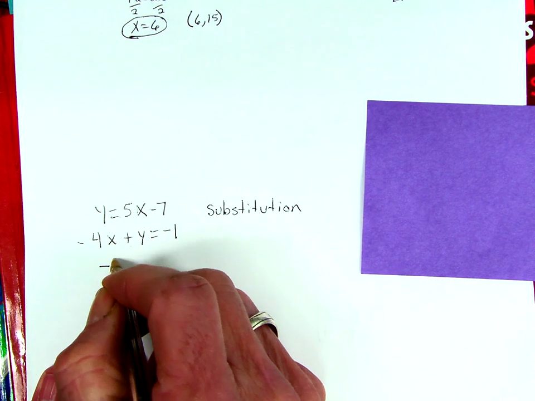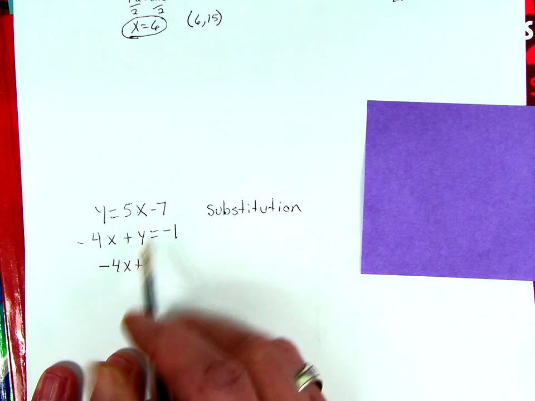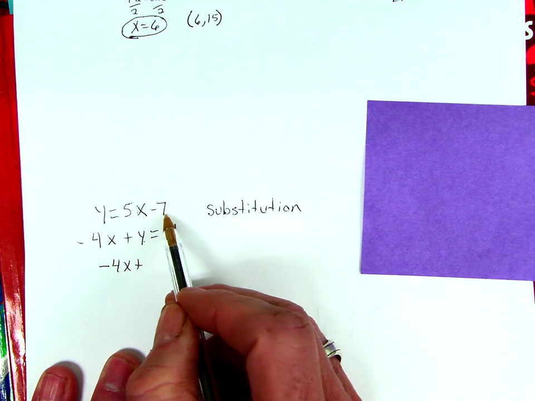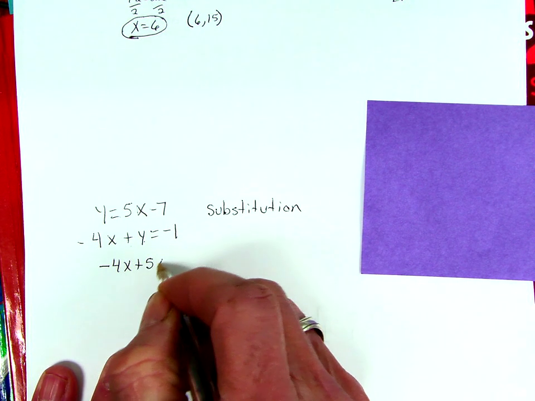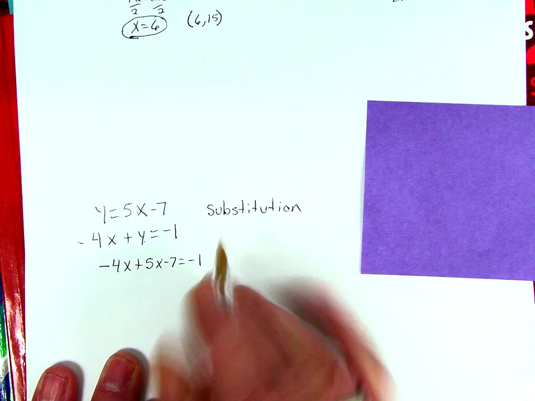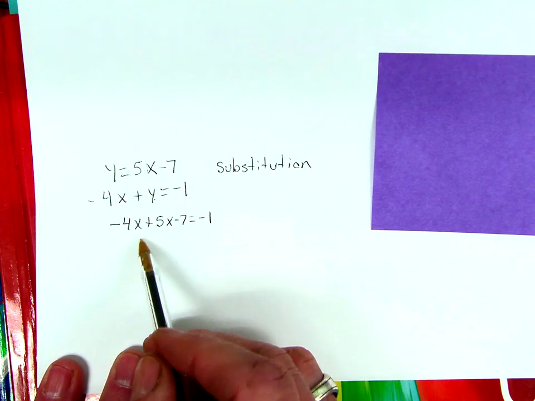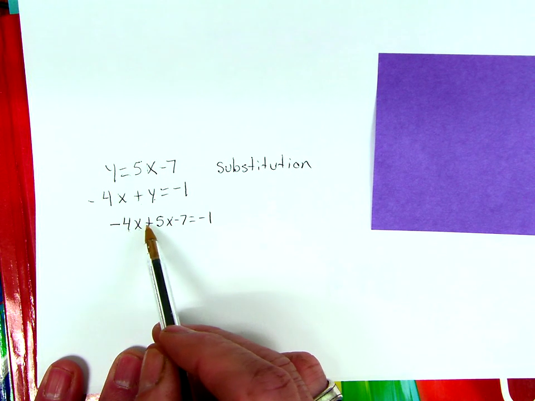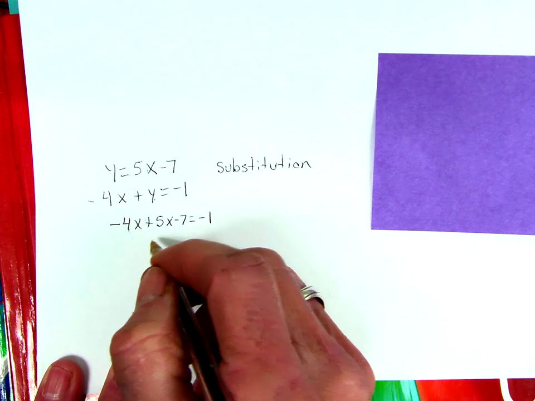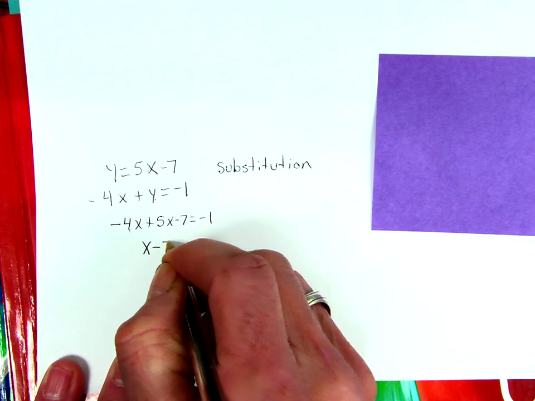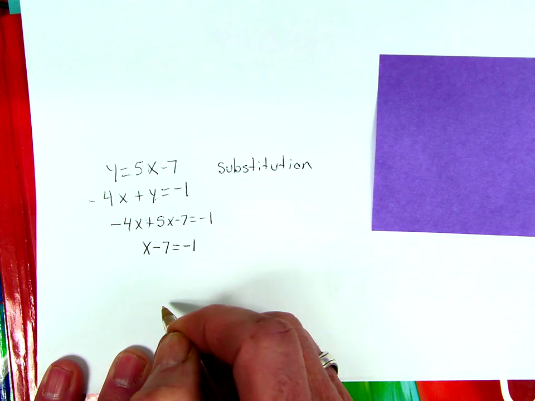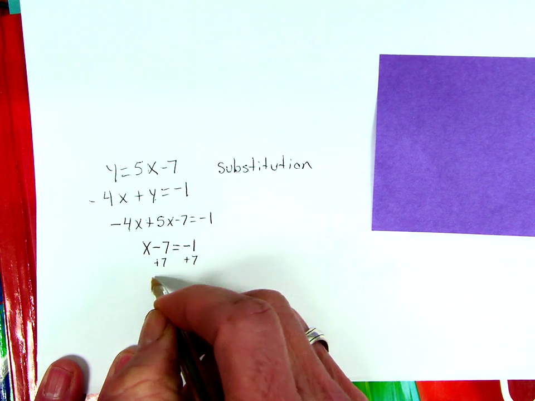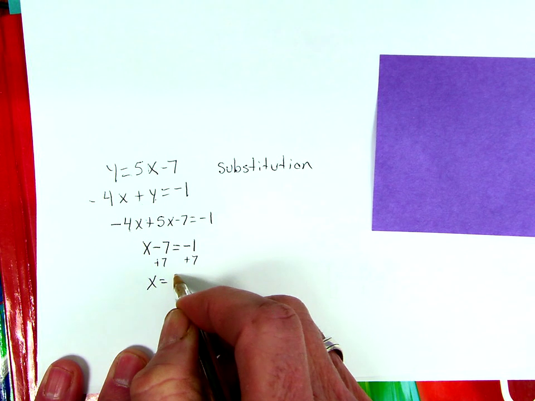So, for example, negative 4x plus, now I'm ready for the y, but instead of putting y, I'm going to put what y is equal to. 5x minus 7 equals negative 1. There's some simplifying that can occur over here. Negative 4x's plus 5x's means I have 1x minus 7 equals negative 1. Add 7 to both sides. X equals 6.